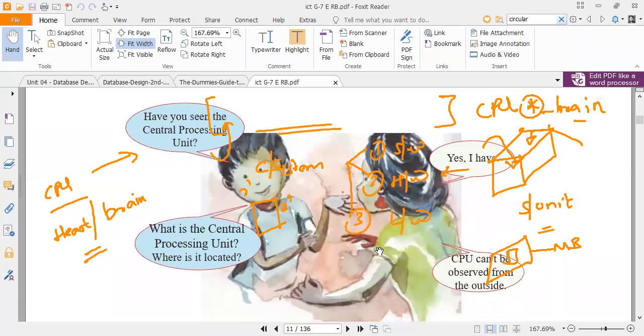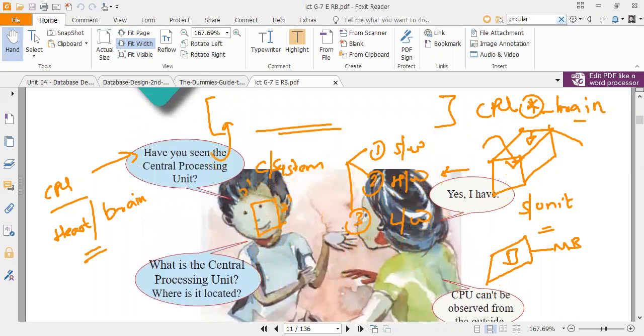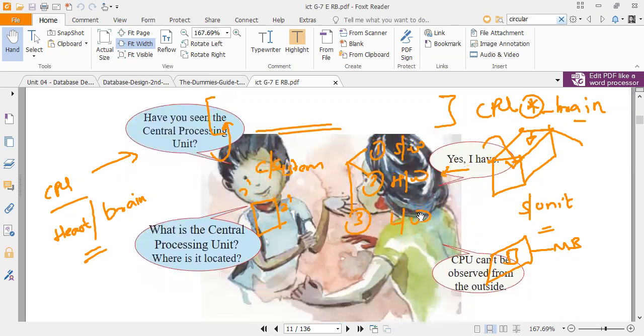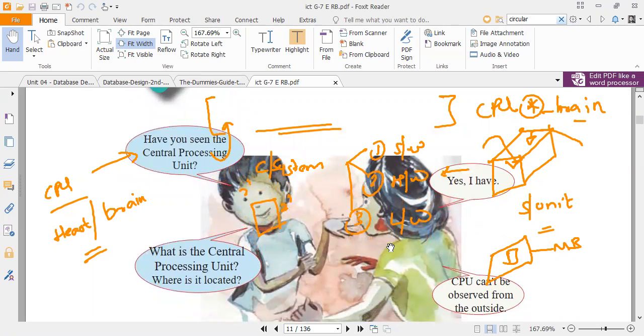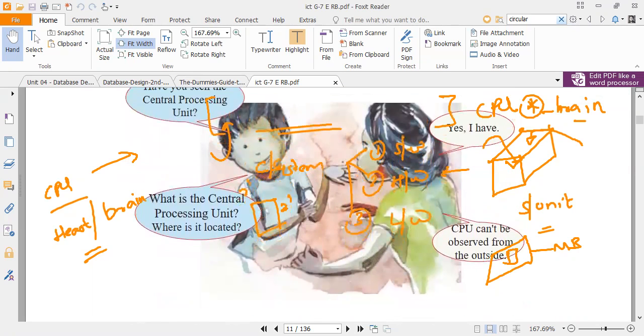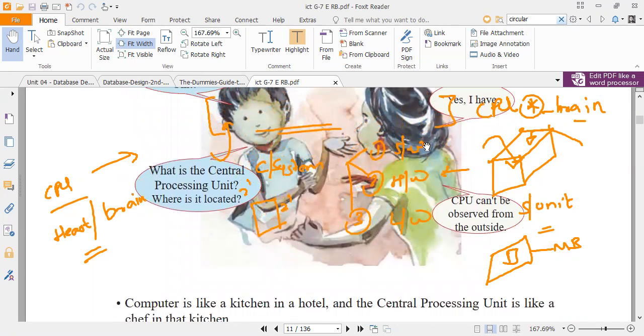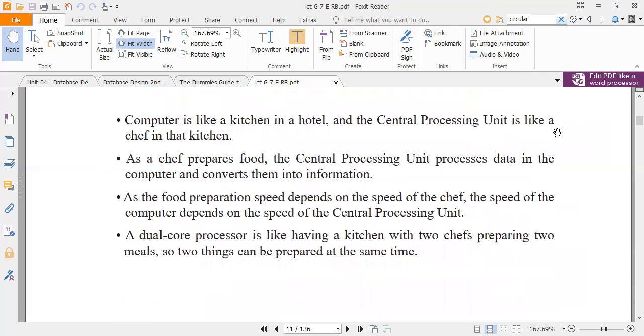So here is a dialogue between a couple of students, talking about whether they have seen the central processing unit, what it is, and where it is located. She said the CPU can't be observed from the outside. Normally the central processing unit cannot be seen from outside, because it is located inside the system unit.